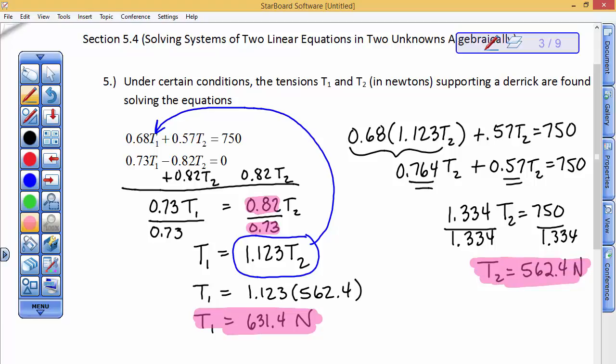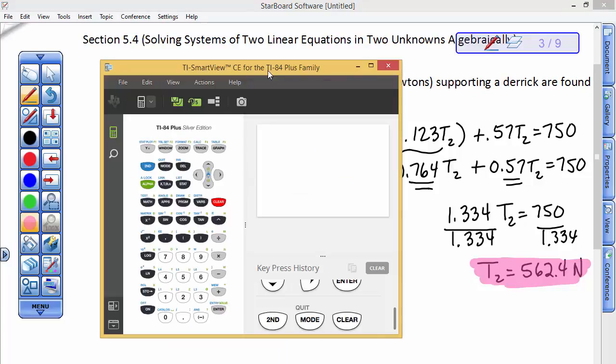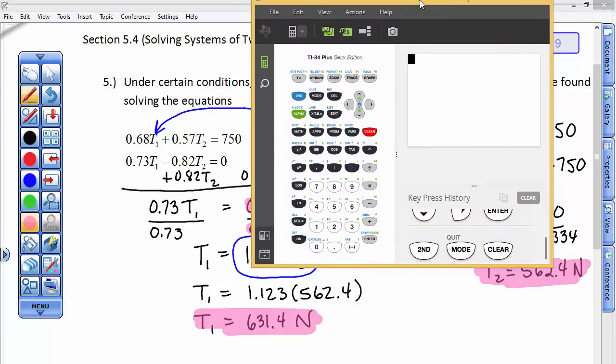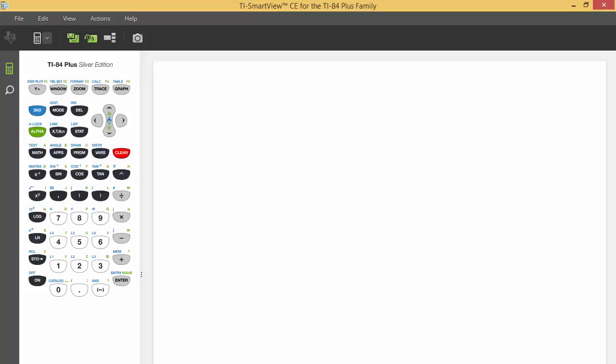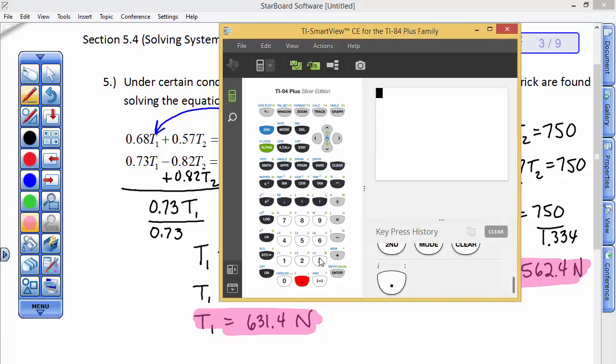So I'm going to pull up my calculator and take my two solutions. I have them on my notes. So the first statement says take 0.68 times T sub 1. So I'm going to take 0.68 times the 631.4. And then it says add 0.57 times T sub 2, which is 562.4.